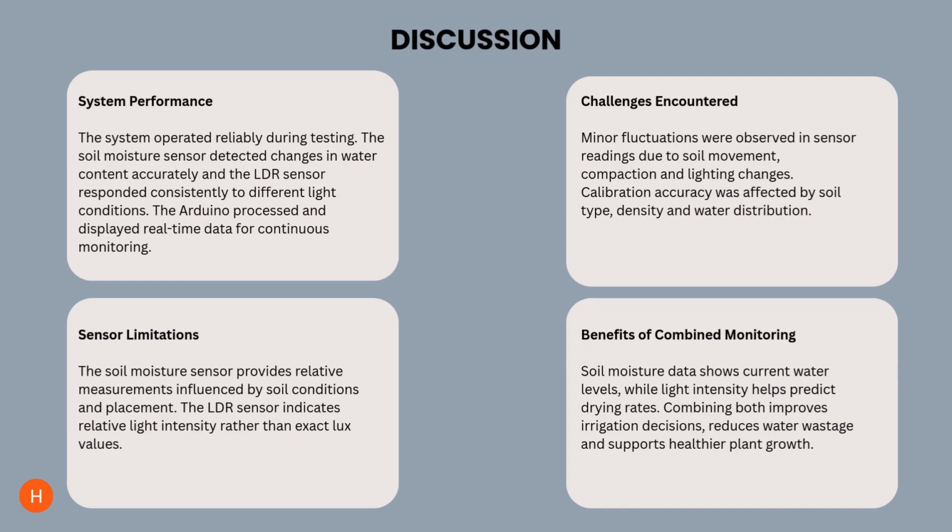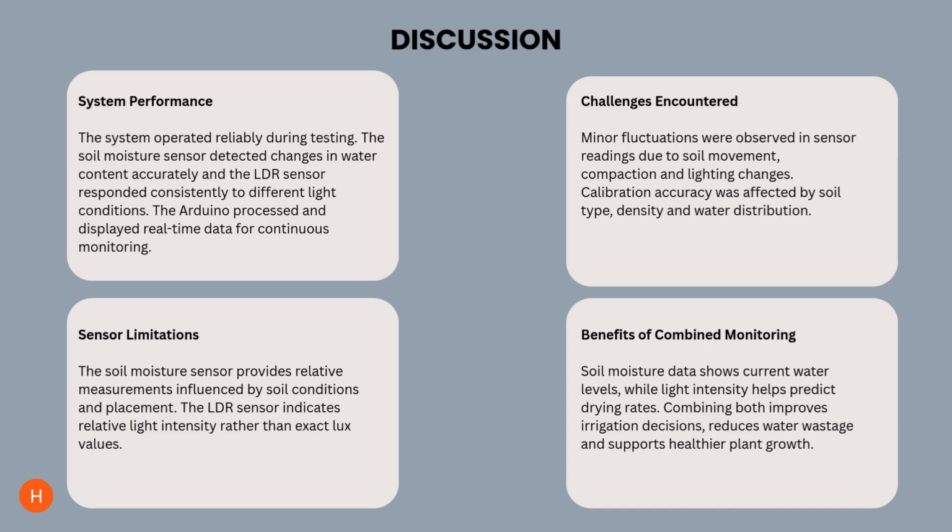As for the discussion of this project, the first one is the system performance. The system operated reliably during testing. The soil moisture sensor detected changes in water content accurately, and the LDR sensor responded consistently to different light conditions. The Arduino processed and displayed real-time data for continuous monitoring. Next is the challenges we encountered during our project, such as minor fluctuations observed in sensor readings due to soil movement, compaction, and lighting changes. Calibration accuracy was affected by soil type, density, and water distribution.